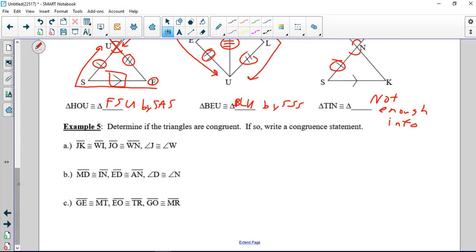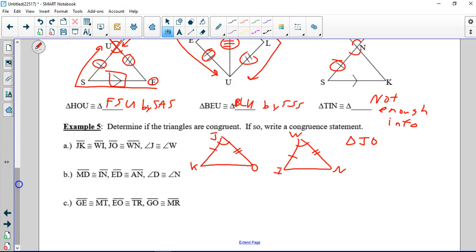Okay, pictures help on this. So we have JK, just draw a triangle, JK, draw another triangle, is congruent to WI, and mark it. And then JO, so that's going to be O over here, and WN are going to be congruent. And then it says angle J is congruent to angle W. So we do have an included angle, so we can just pick a letter. I'm going to start at J.